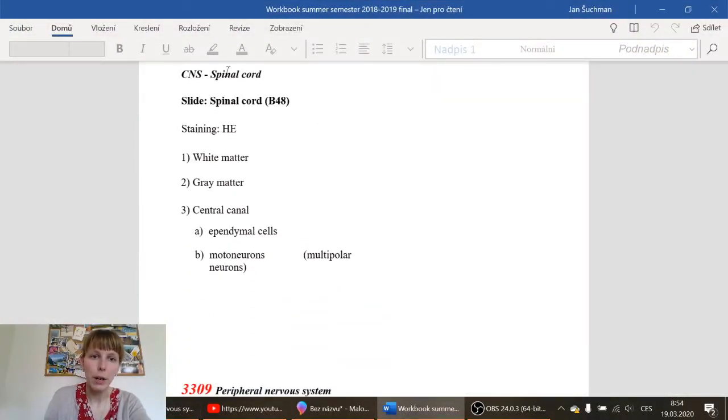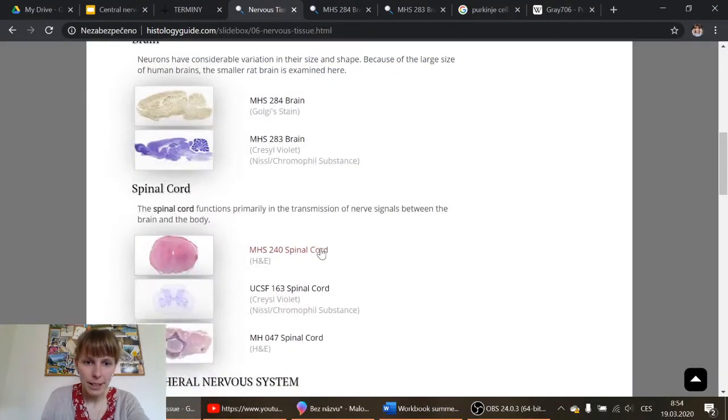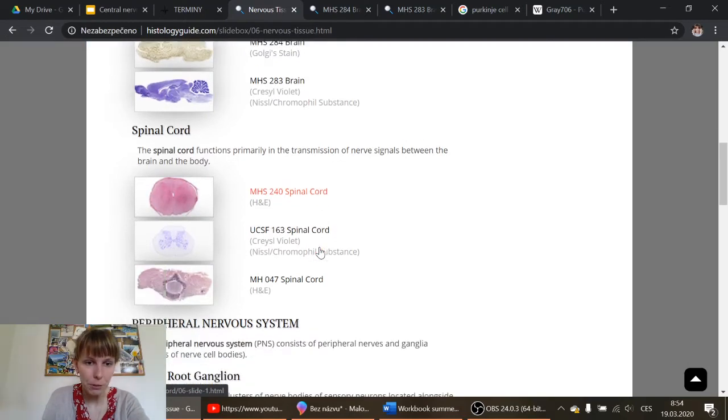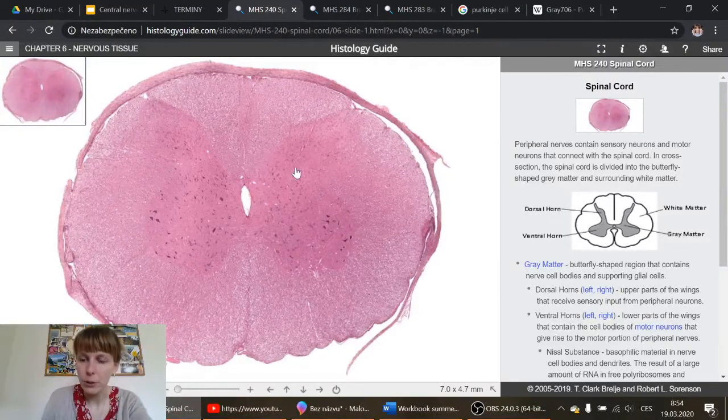let's continue with the spinal cord. So the histology guide has spinal cord with hematoxylin eosin, so perfect for us. Let's open it, and this is it. So this is actually really similar to what you would have during the practices, and so this is a cross section of the whole spinal cord. So the spinal cord would be going like this, and it would cut across. And here you see the butterfly-shaped gray matter inside, and all of this surrounding it is the white matter.